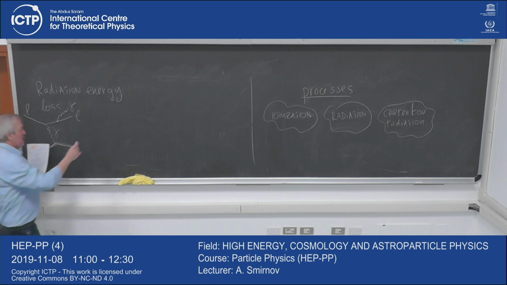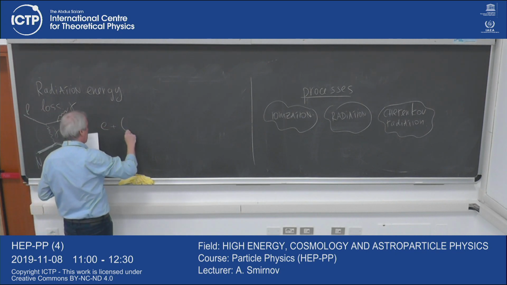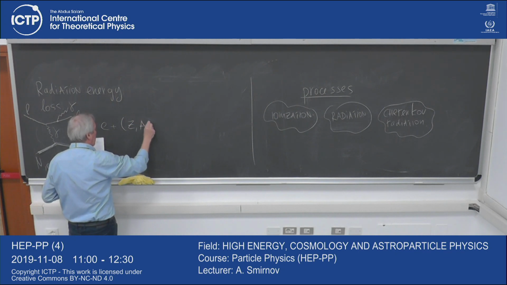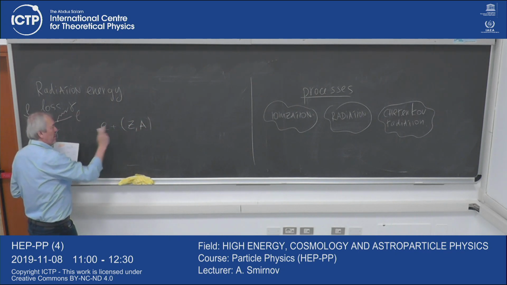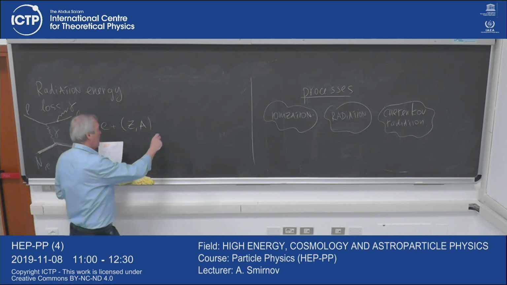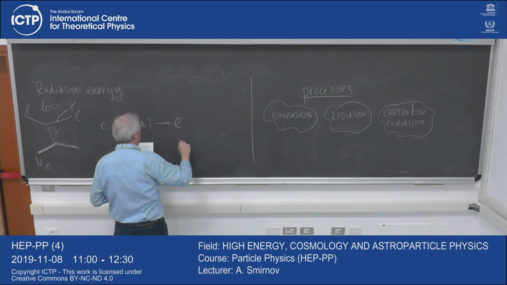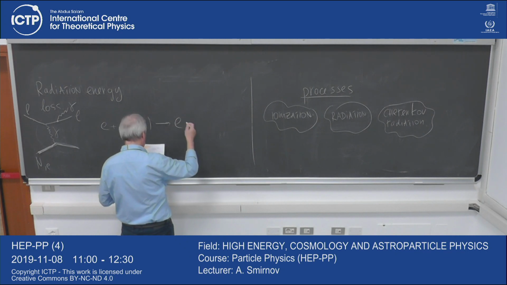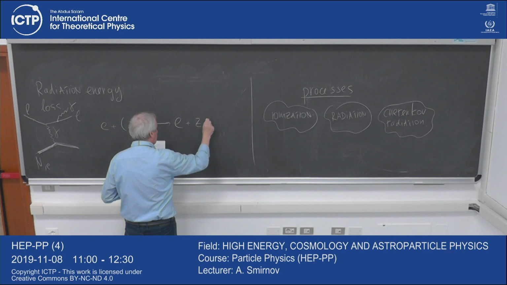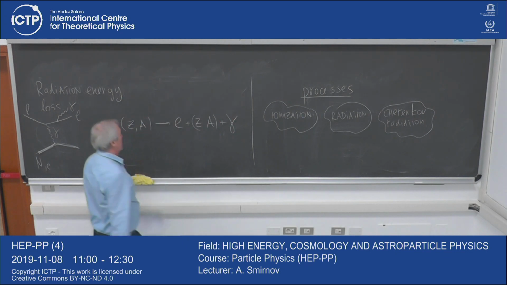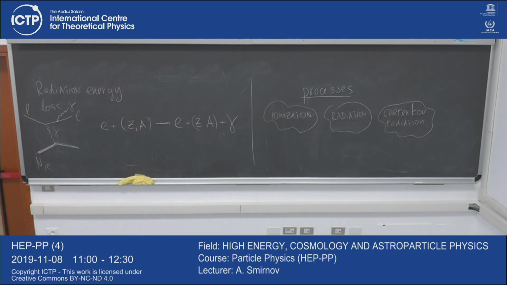So the process is like this: you have an electron plus a nucleus, which is composed of a number of nucleons, and Z is the charge of the nucleus. And in the final state you have this electron or lepton, whatever it is, plus the nucleus Z, A, plus a gamma. This is the process. And of course the particle loses energy because it emits a gamma.